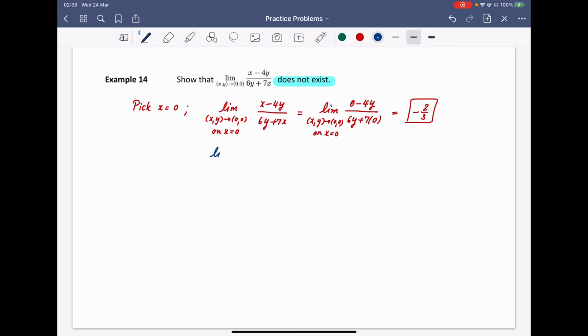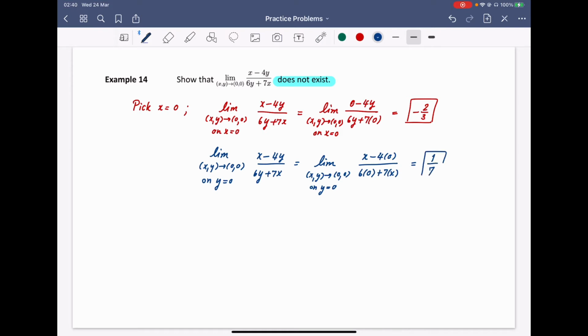So I can pick a different line here. We're going to start from the easy one. Maybe you pick y equal to 0 first, because this is the easy one. Alright, and then if you pick y equal to 0, the limit you get is x minus 4 times 0, over 6 times 0 plus 7x. When you cancel out everything, you're gonna get 1 over 7, right?